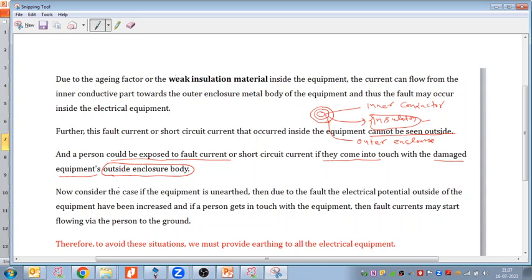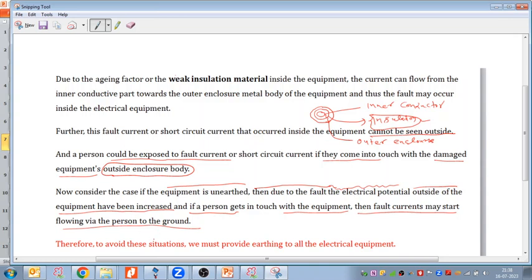Now consider the case where the equipment is unearthed. The total fault or short circuit current will appear on the outer enclosure metal, and the electrical potential outside the equipment increases. If a person touches the equipment's outer enclosure body, the fault current may start flowing via the person to the ground.